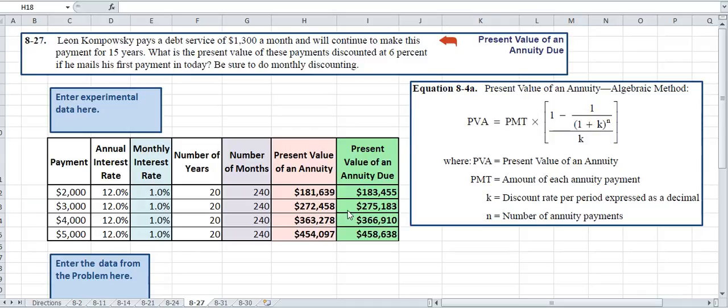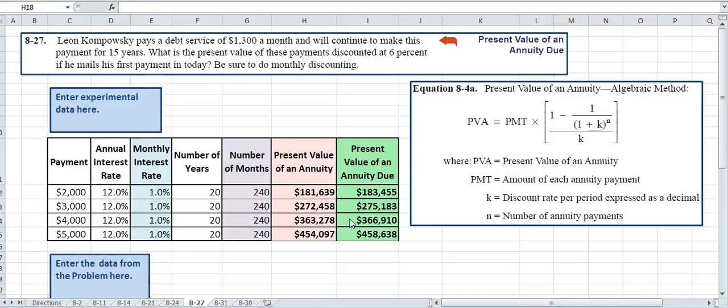If we compare, and I've put in different numbers here, but we can still compare the present value of an annuity with the present value of an annuity due. The way to think about this is when you make your first payment sooner, you can borrow a little bit more money and make the same number of payments if you make your first payment at the beginning of the month versus the end of the month.